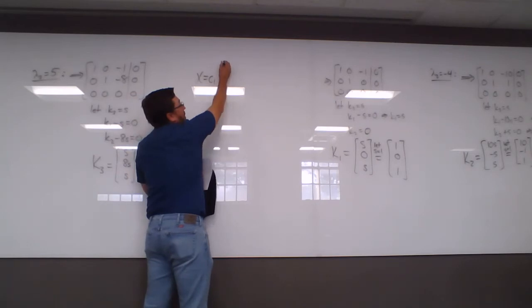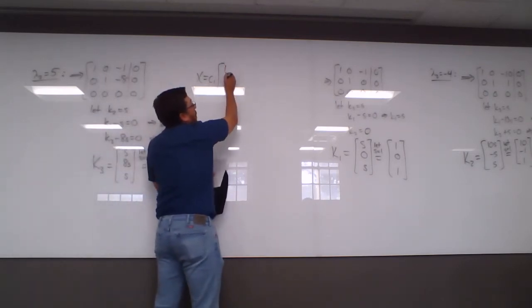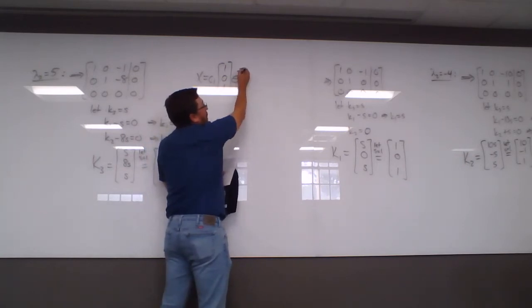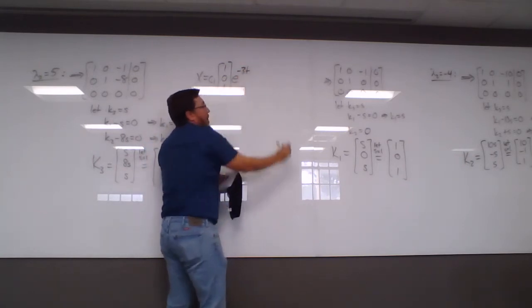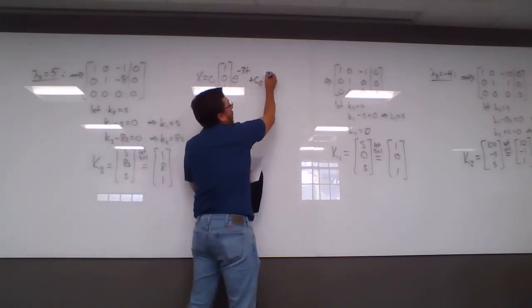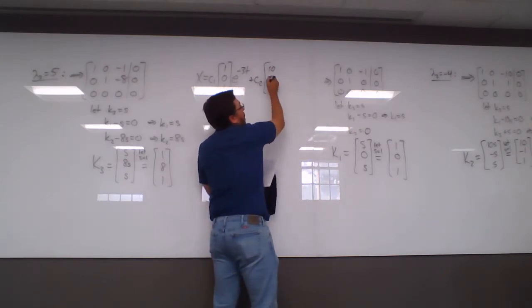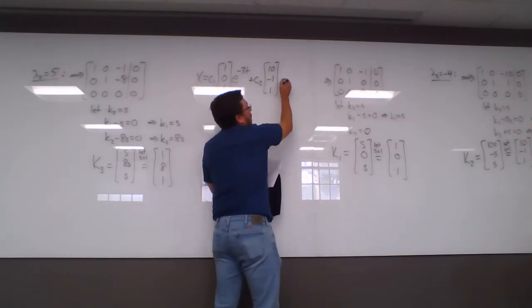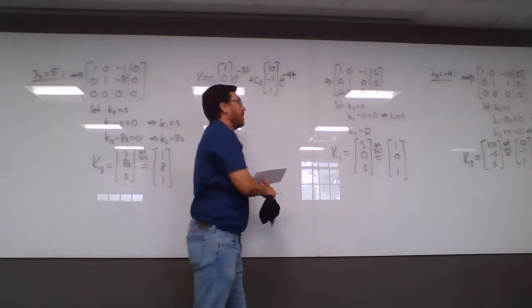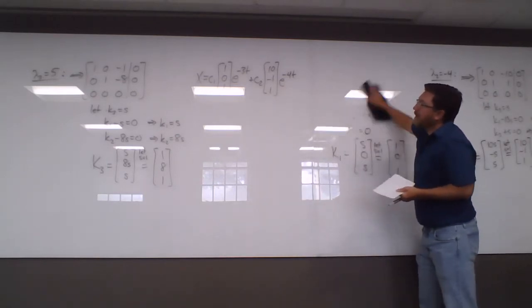But in this case, just C1, 1, 0, 1, e to the -3t, and then plus C2, 10, -1, 1, e to the -4t, and then plus C3, 1, 8, 1, e to the 5t.